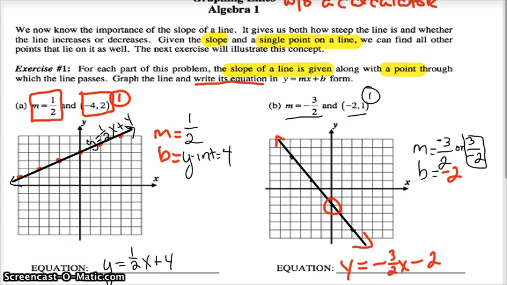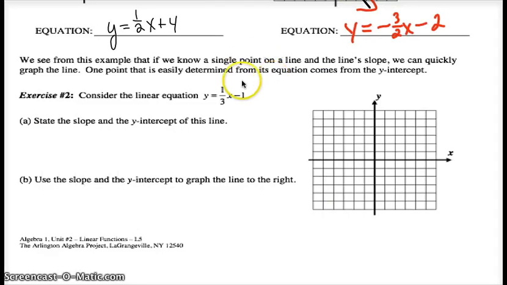Okay, we're going to continue on to exercise 2. So above here it says, we see from this example that if we know a single point on the line and the line's slope, we can quickly graph the line. One point that is easily determined from its equation comes from the y-intercept. So now we're going to graph the line given the equation of the line.